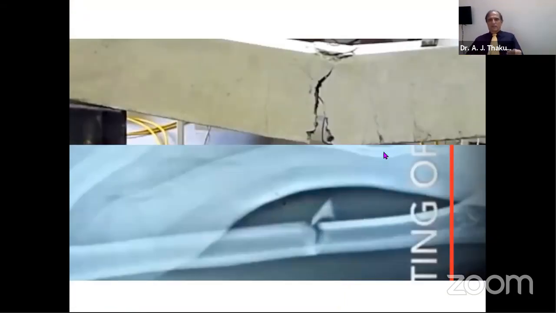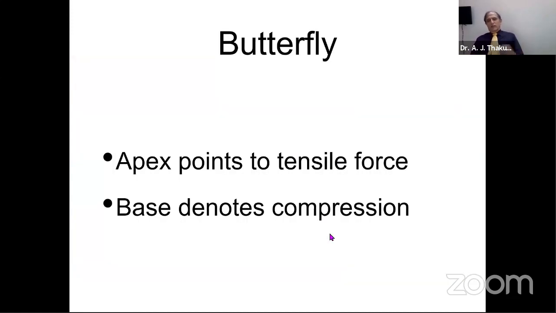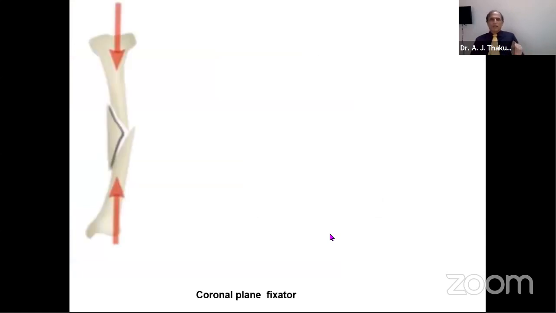In life also, it is very similar. You have got a fracture here, there's a compression side, and you have got a butterfly here. The apex points to the tensile force, and the base denotes the compression side. Now, by examining the X-ray, we can find this out. This is the AP picture, and the butterfly is on the medial side, and the apex is on the lateral side. So the apex is on the coronal plane on this side.